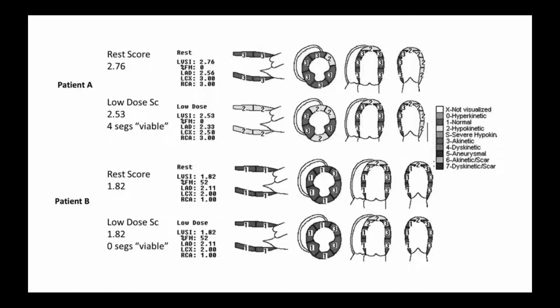But in patient B, you can see we are starting with a resting score of 1.8, which is a little bit better than patient A, but with the low dose dobutamine, it's still the same. So you have 0 segments that are viable. So this is another way for more quantification or objective assessment of the segmental motion score by dobutamine echocardiography.